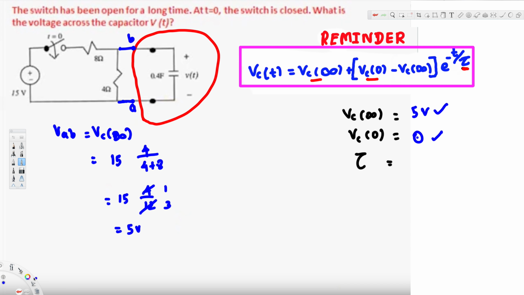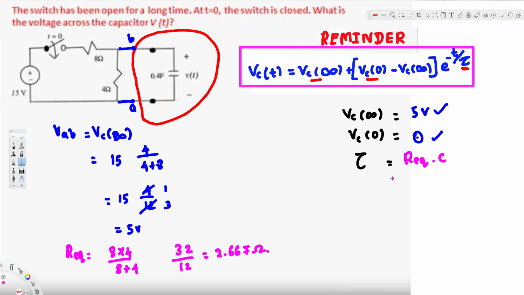Now we have to find the time constant, and if you remember, the time constant is equal to R equivalent times capacitance. To find R equivalent we have to think about the resistance seen by this capacitor, the Thevenin resistance seen by this capacitor. To do that, we short circuit the voltage source, and then this 8 ohm and this 4 ohm are in parallel. We can find the equivalent resistance by this formula: 8 times 4 divided by 8 plus 4. 8 times 4 is 32, 32 divided by 12, and if you calculate this value you should get 2.667 ohm. So this is our equivalent resistor.